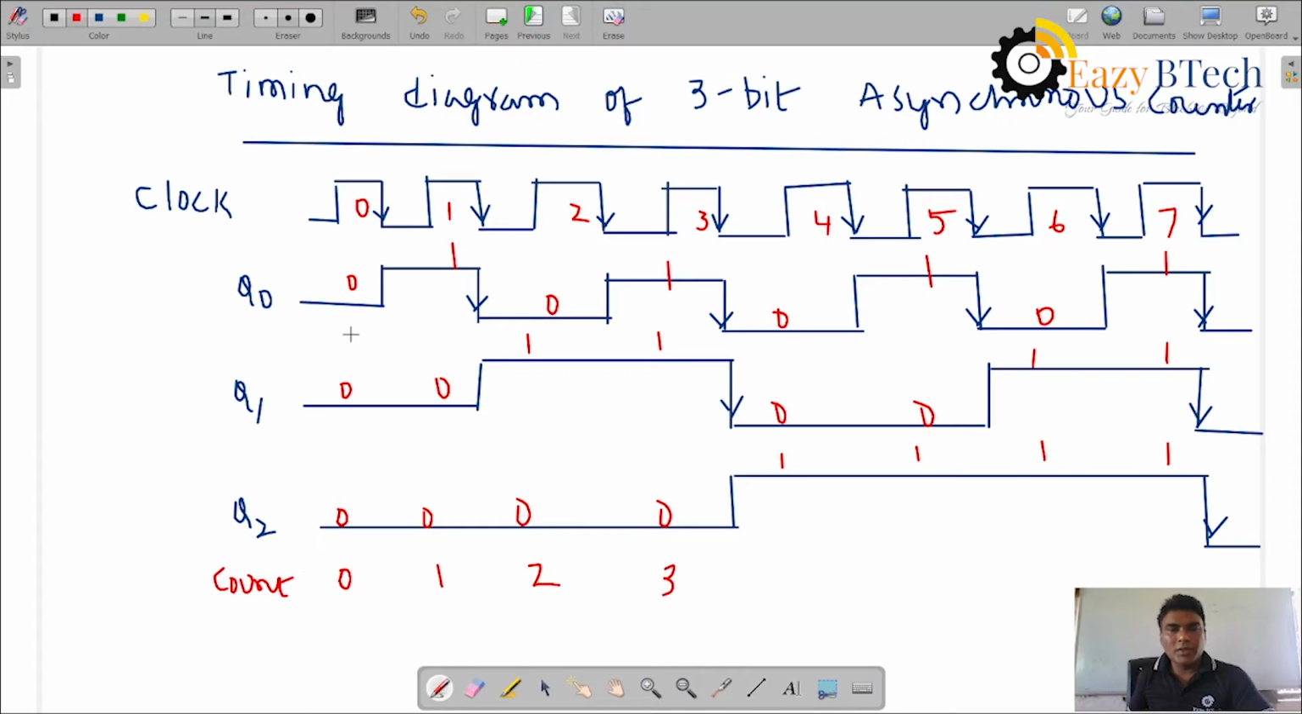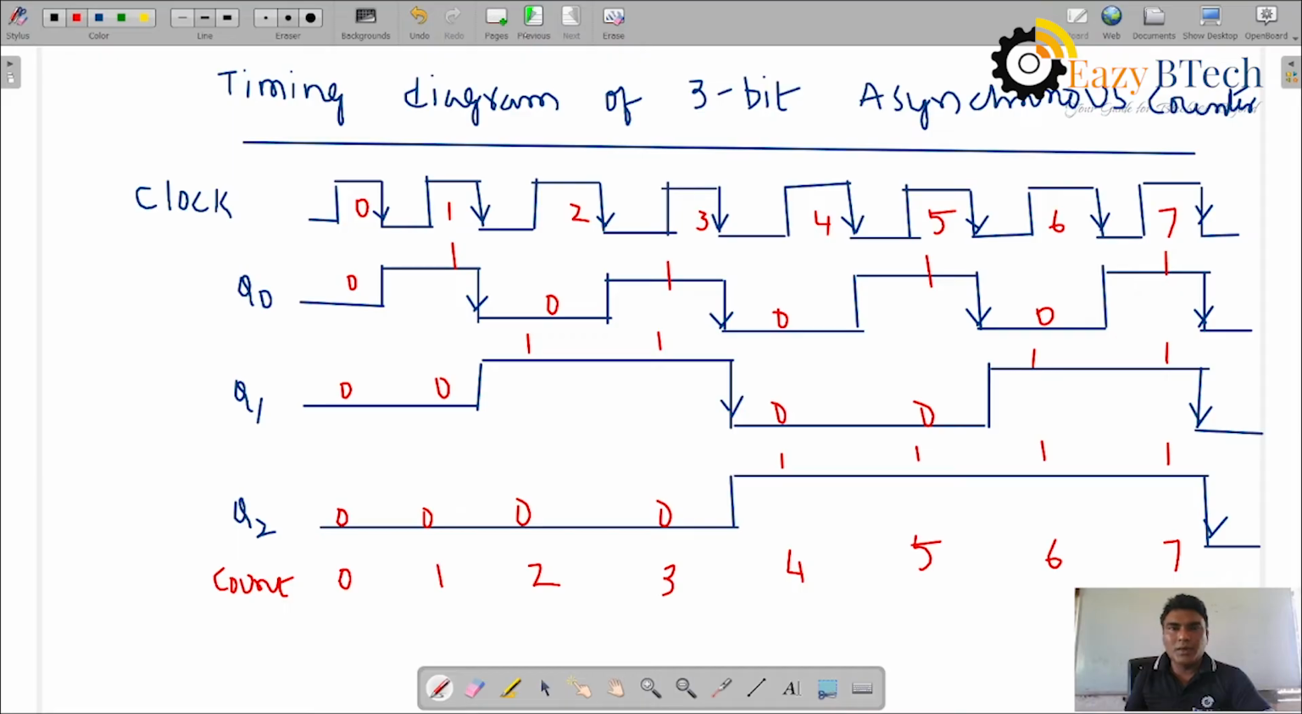You can take the magnitude: 0, 0, 0 means 0, then 1, 2, 3, 4, 5, 6, and 7. It's a binary representation, meaning high, low, high, low. High will be 1, low will be 0. So the counter value is 0, and the display count goes 0, 1, 2, 3. Again we are converting binary to decimal, so it will be 0 to 7. So it is a 3-bit asynchronous counter.